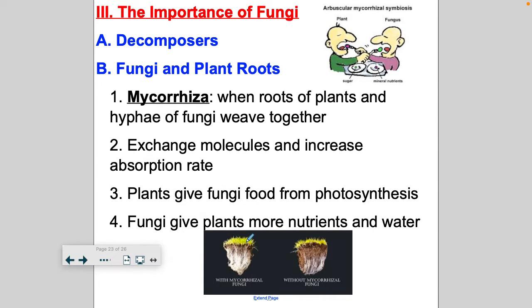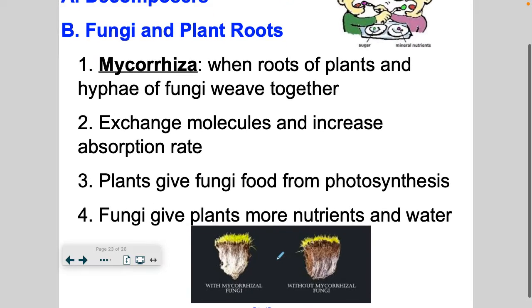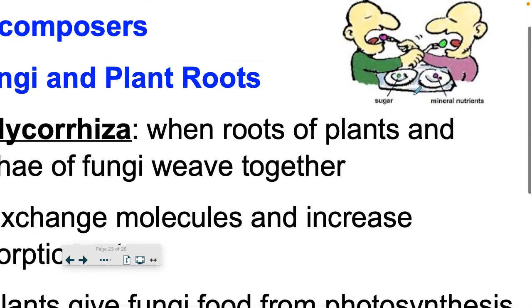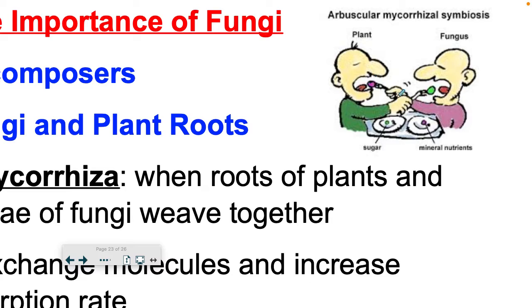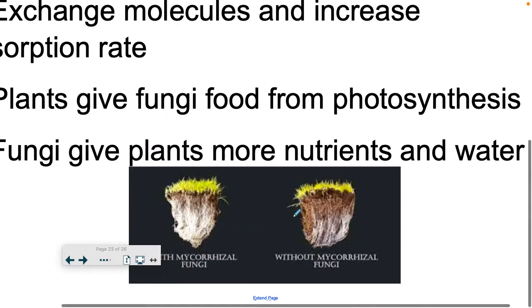So the plant gives the fungi sugar or food from photosynthesis, and the fungi in return gives it nutrients and water. So you can just kind of see in this diagram up here, I have a plant and a fungus, and they're basically feeding each other. The plant's giving it sugar, the fungus is giving it minerals.